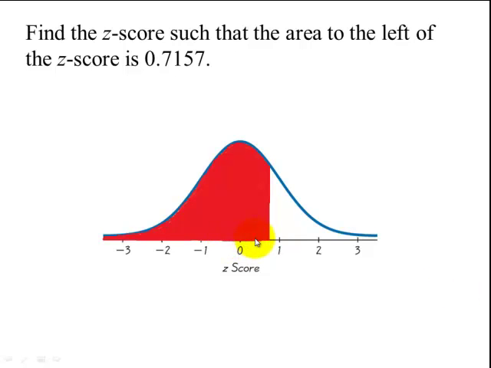In this picture we see that the z-score has to be a positive number. The reason why is we're looking at area to the left and this number is larger than 0.5. So if you recall, the area to the left of 0 for a standard normal curve is 0.5. This is larger than 0.5, so it has to be a positive z. So from the picture, we see that the z-score must be positive.